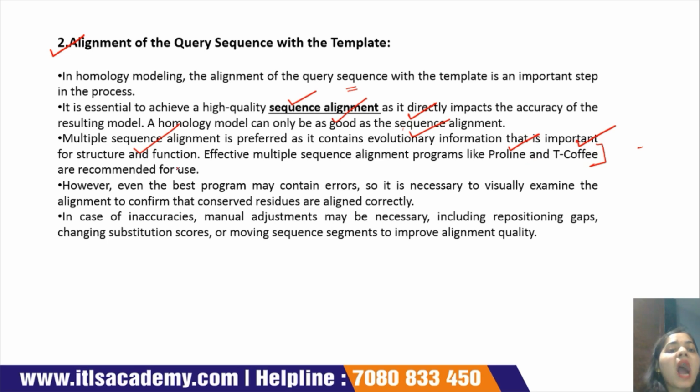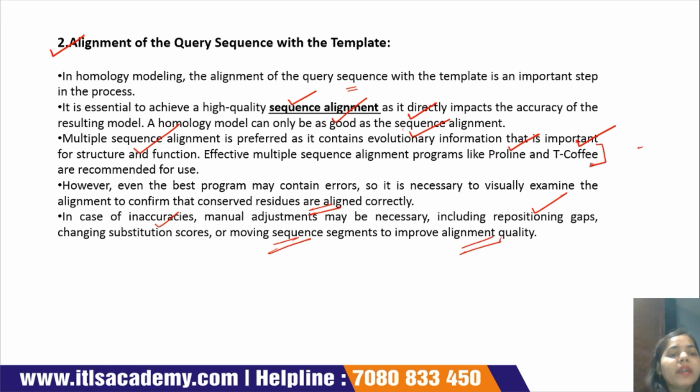However, even the best program may contain errors, so it is necessary to visualize and examine the alignment to confirm that conserved residues are aligned correctly. In case of inaccuracy, manual adjustment may be necessary, including repositioning gaps, changing the substitution score, and moving sequence segments to improve the alignment quality.